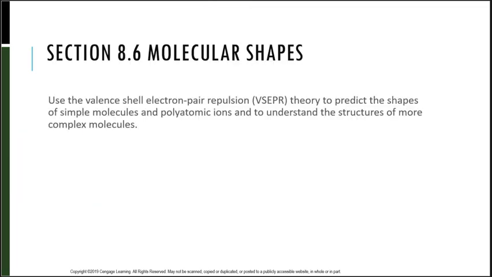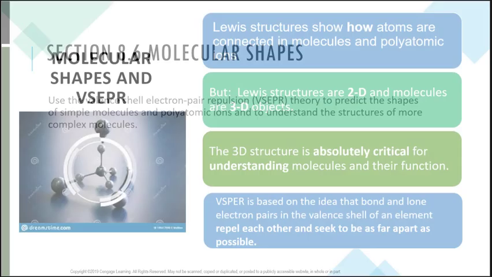This next section is one of my favorites. We're looking at molecular shapes. We're going to use the valence shell electron-pair repulsion theory to predict shapes of simple molecules and polyatomic ions and to understand the structures of more complex molecules.